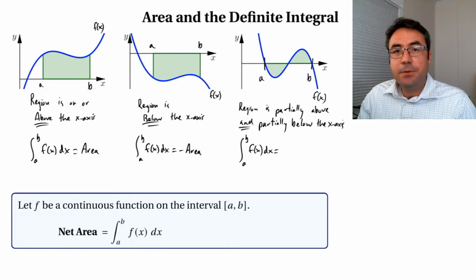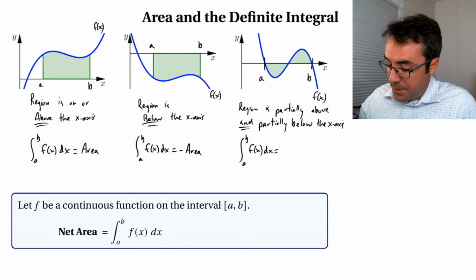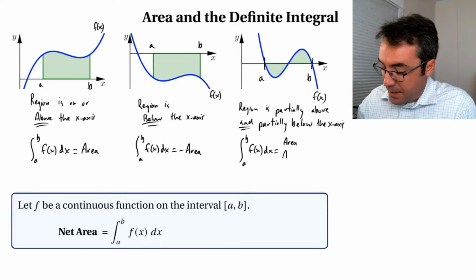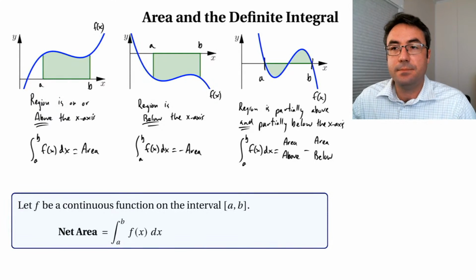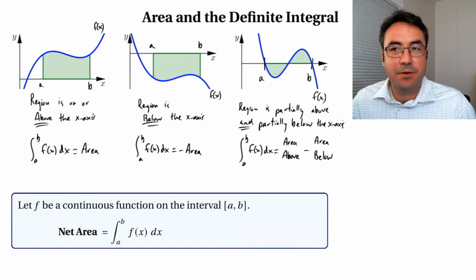Well, it's going to still be related to area, but it's going to be the area that sits above the x-axis minus the area that sits below the x-axis. So you kind of get some subtraction there. In a way it kind of tries to balance itself out. And we give this a special name. When we're looking at the area above minus the area below, we call that the net area.